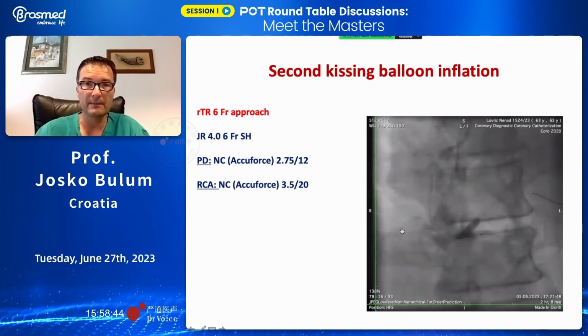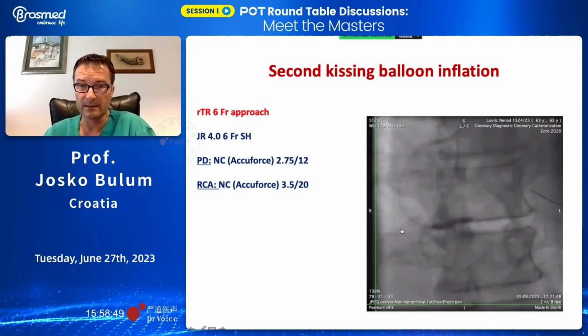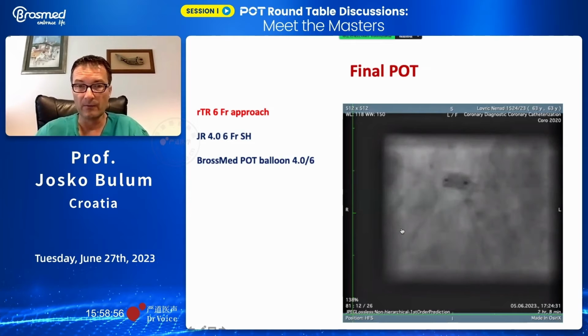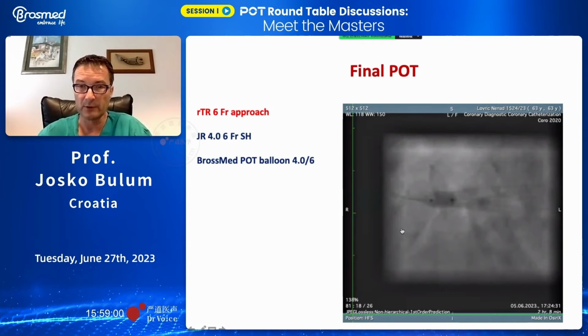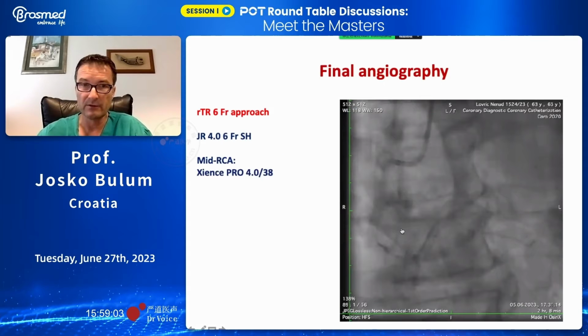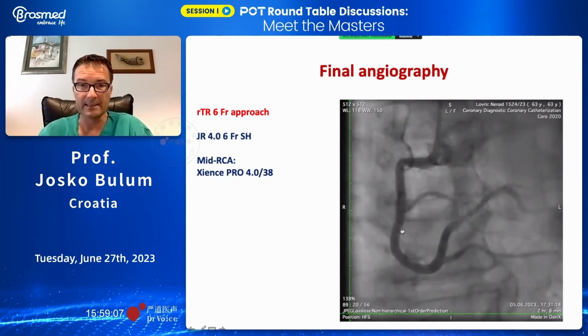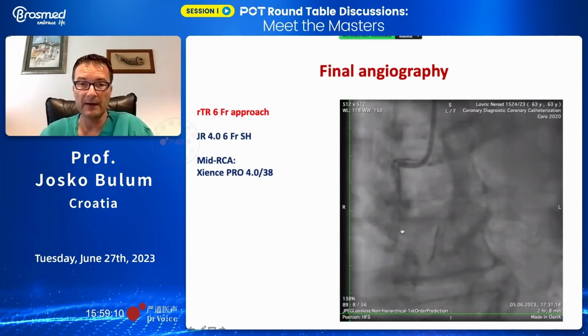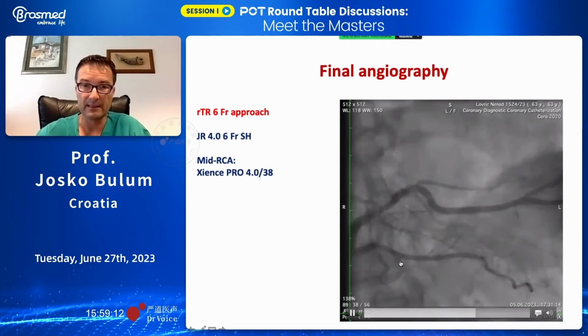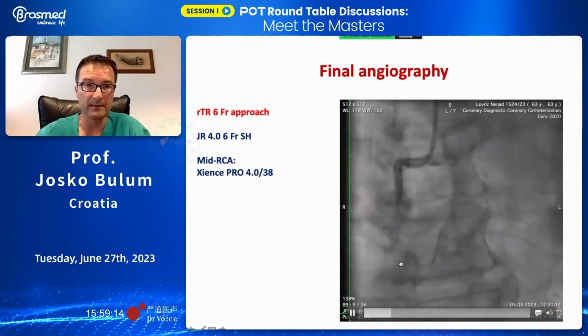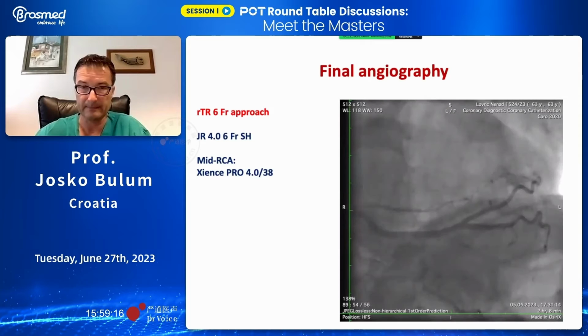We did the second kissing balloons using a 3.5 NC balloon in the distal RCA and a 2.75 balloon in the PD, and it was finished by the final very, very precise POT you can see here with the 4.0/6 BrosMed POT balloon. So the final angiography was perfect, and the patient was released home the next day. In the mid RCA, after doing this bifurcation stenting in the crux, we implanted the Xience 4.0/38.